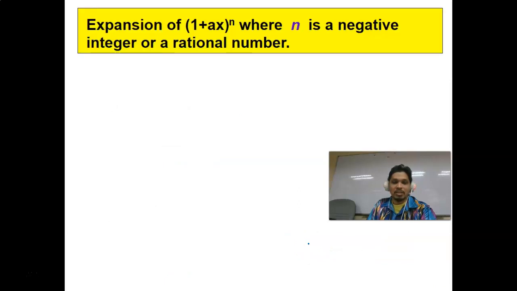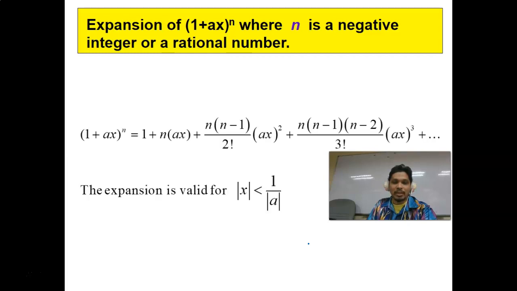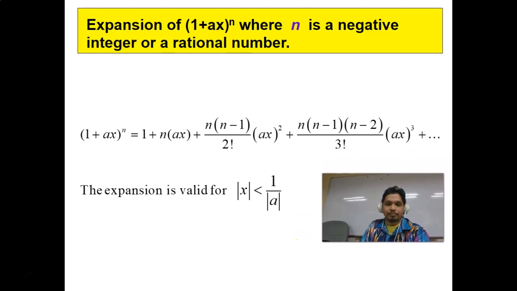Expansion of 1 plus ax to the power of n when n is a negative integer or rational number. So 1 plus ax to the power of n equals 1 plus n times ax plus n times n minus 1 divided by 2 factorial. This is what we're going to use from the previous slides. ax in bracket squared and so on. The expansion is valid for modulus of x less than 1 over modulus of a.